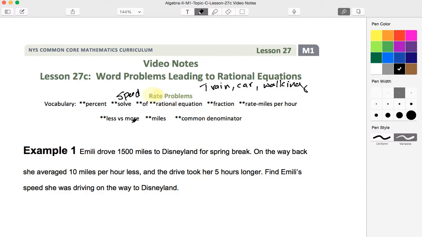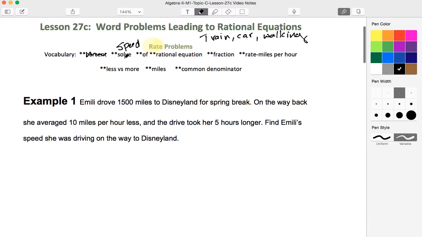But today in the video, I'm not going to be using percent, but we are again going to be solving rational equations. I'm going to be talking about fractions. I'm going to say rates such as miles per hour, and I'm going to give you some other examples of rates. We're going to be using the words less or more, and that's going to indicate if we're adding or subtracting. I'm going to say miles, which is a form of distance.